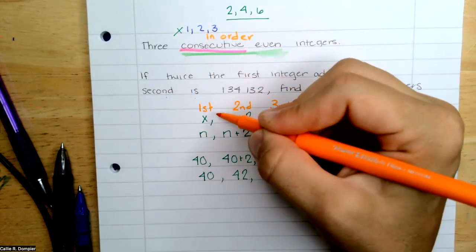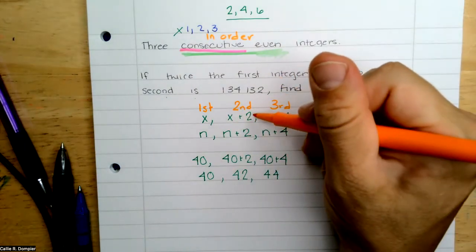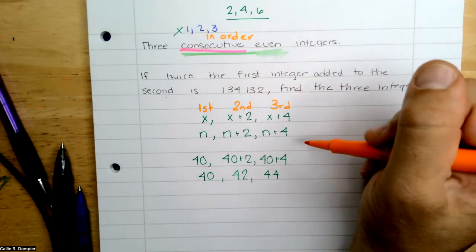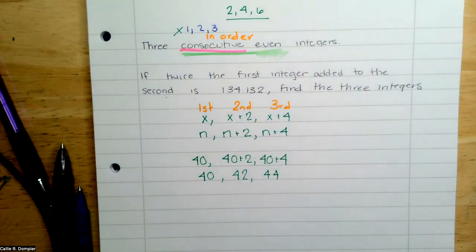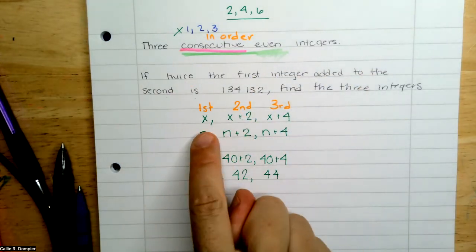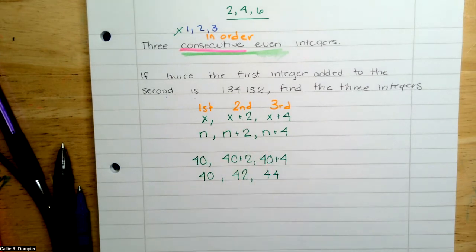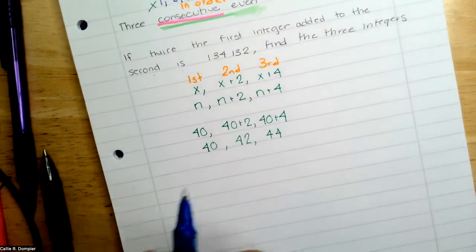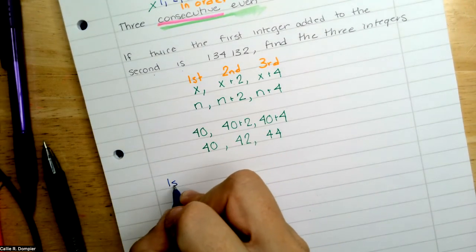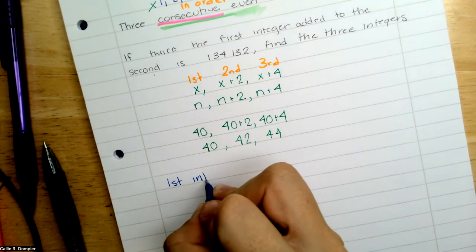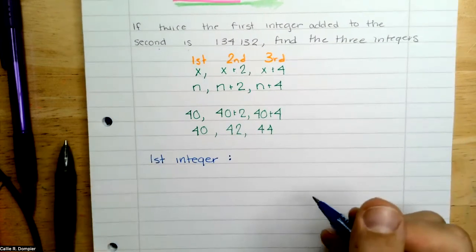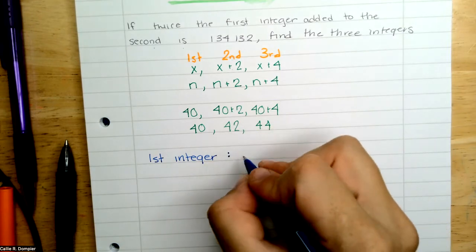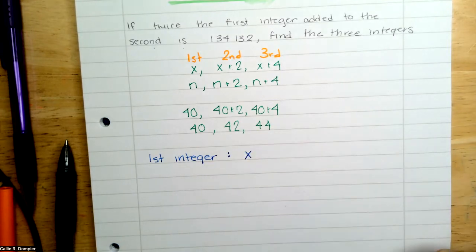So my first number must be my smallest number. My second number is that first number with 2 added to it. My third number is that first number with 4 added to it, okay? So those are 3 consecutive even integers. So my first integer, if I had to write it in terms of a variable, in terms of x, I would just call it x, or I would just call it n, okay?